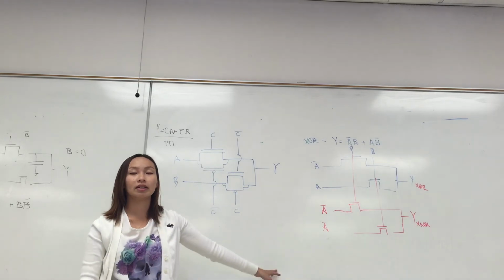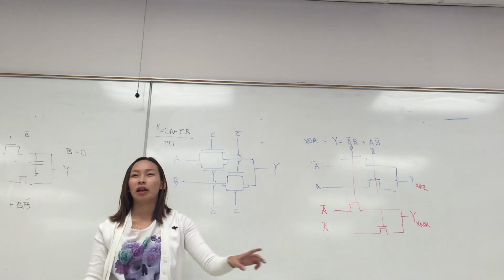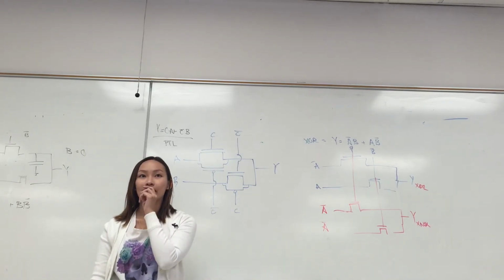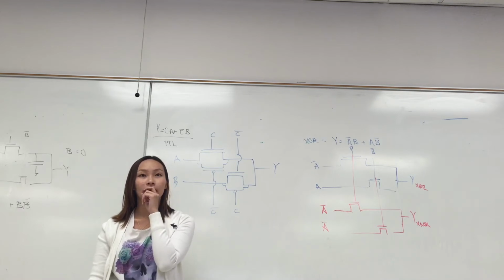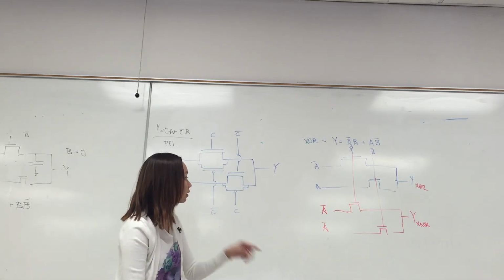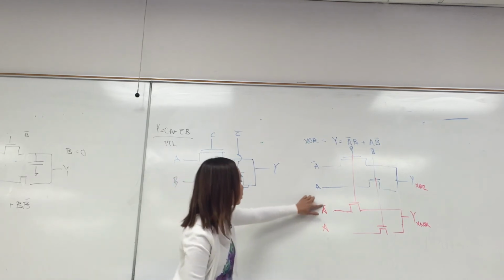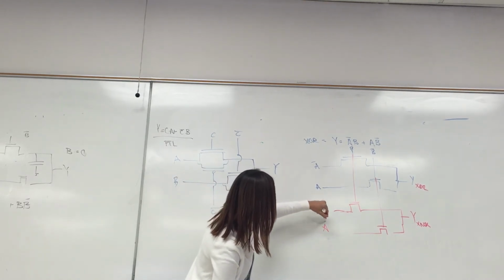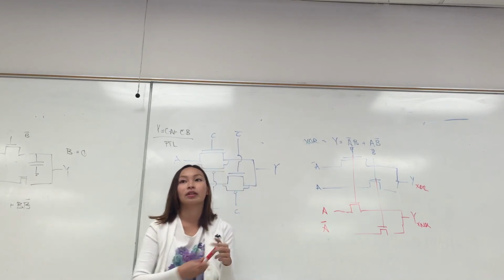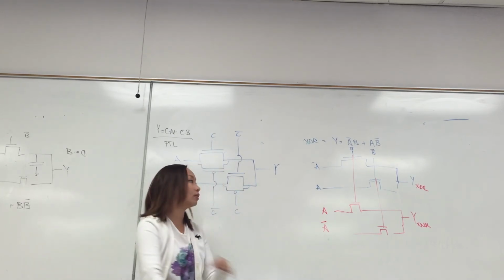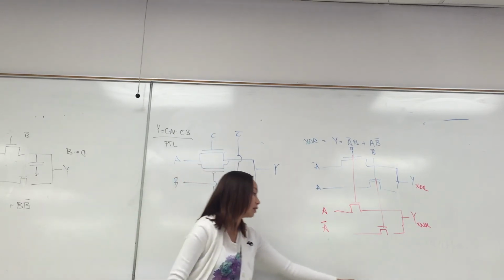All right, can I get another volunteer? Turn this into CMOS. Yeah, they're split. Oh, sorry. There you go. Switched. All right, can you turn these into complementary?